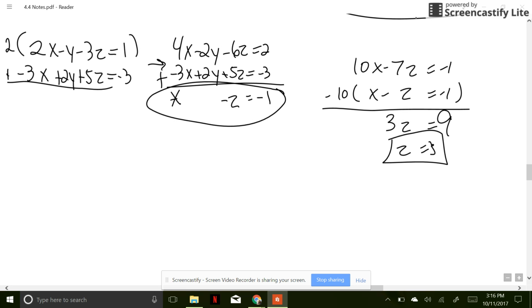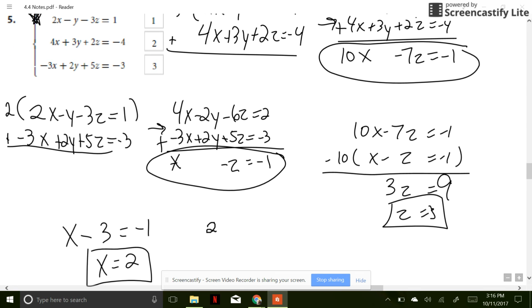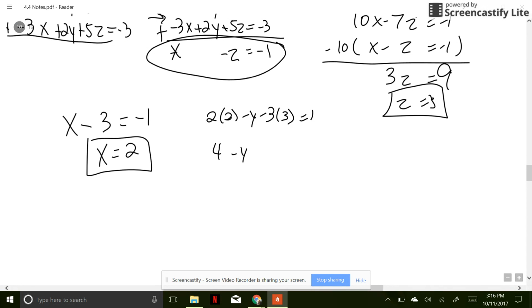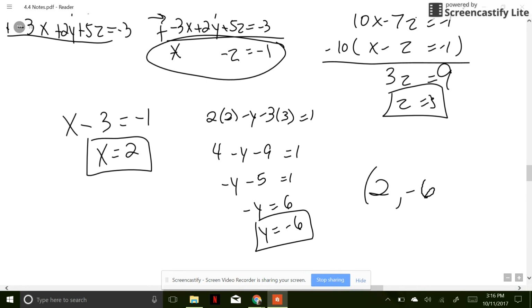Plug it into one of the other equations. So x minus 3 is negative 1. Add the 3. x is 2. Plug it into one of the equations at the top. 2x minus y minus 3z equals 1. 4 minus y minus 9 equals 1. 4 minus 9 is negative 5. So we add the 5. Negative y equals 6, which means that y is negative 6. Write our answer as an ordered triple, (2, negative 6, 3), and that is our solution.